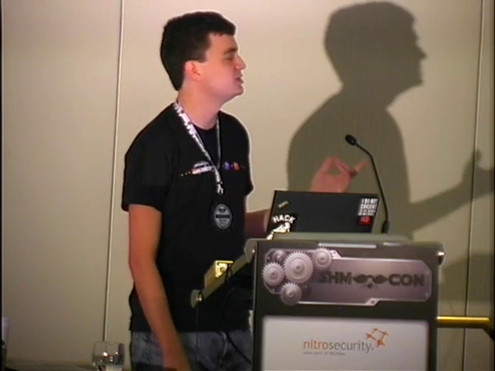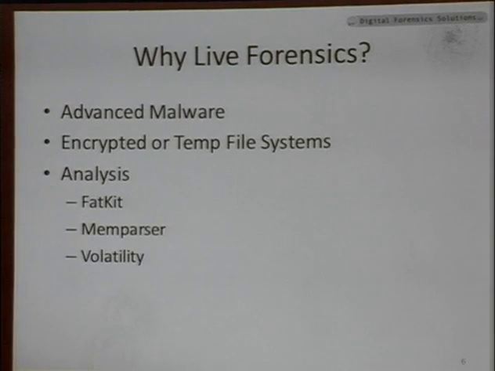And encrypted or temporary file systems are never written to the hard drive in an unencrypted fashion. So even if you have an encrypted file system mounted, you can usually get a copy of that if the machine's running. If it was unmounted, you can still sometimes fetch the keys. Temp file systems are their own thing, and the majority of them are in RAM most of the time. And in the past few years, some analysis tools have come out for live forensics: FATKit, memparser, and we'll talk about Volatility, some really cool tools.